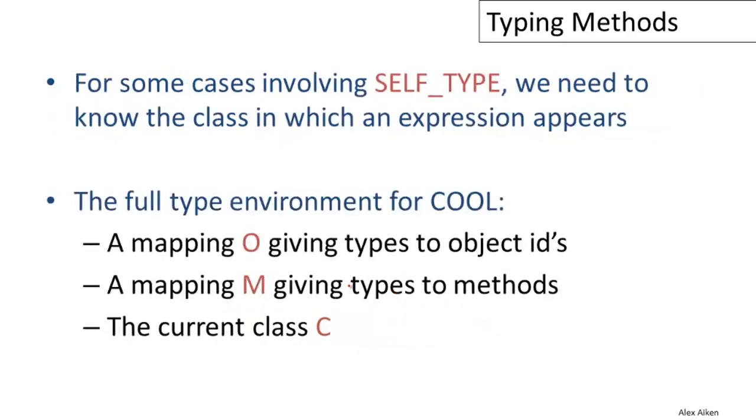Now it turns out that for some cases involving self-type, we actually need one more thing in our environment. And so the actual full environment for Cool type checking consists of three things. First of all, there's the mapping O that gives types to object IDs. There's this mapping M that gives types to methods. And finally, we just need to know the name of the current class. So whatever class the expression we're type checking actually sits in.